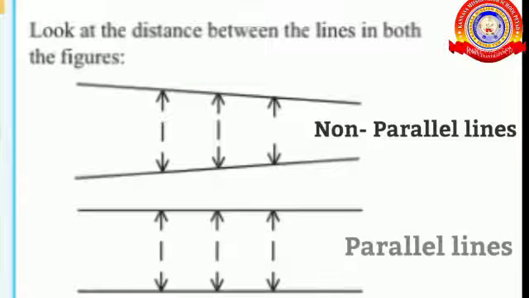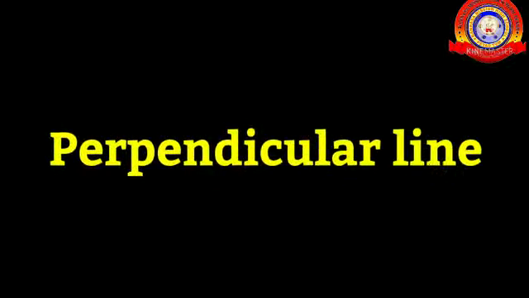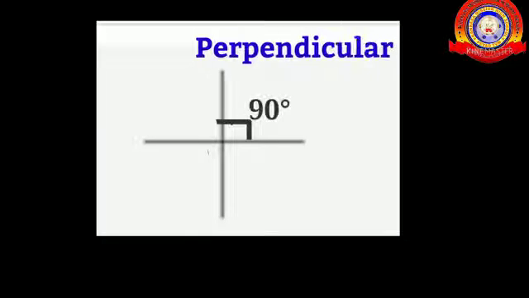Second one, parallel lines. Parallel lines are the lines that are at the same distance from each other. They never meet anywhere. Next we have to learn about perpendicular lines. A line is said to be perpendicular to another line if the two lines intersect at 90 degrees.